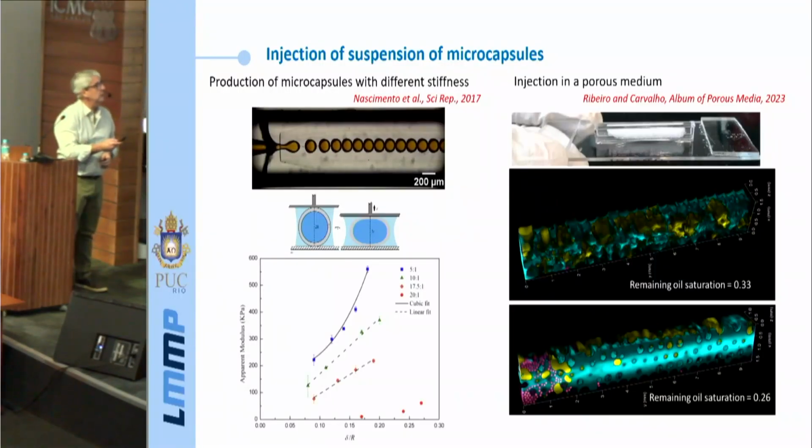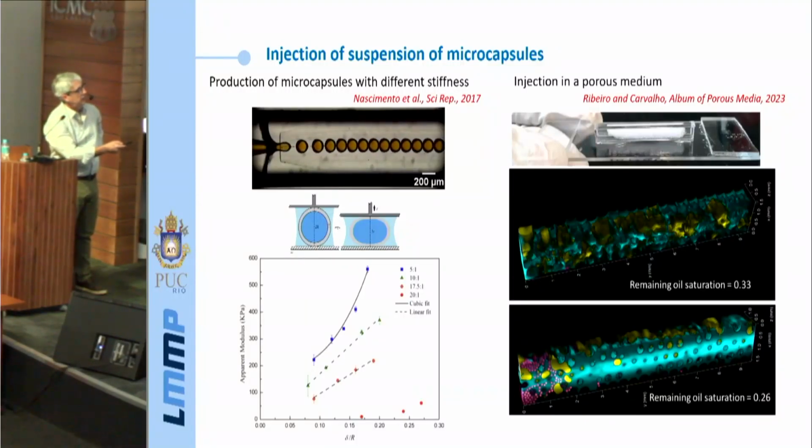Okay, so Rafael did his master's thesis on this. These are the capsules that we are injecting. They are dyed here with this reddish color. You can see that the capsule flew through this three-dimensional porous media. And the remaining oil saturation without the injection of capsule was around 33. After the injection of capsule it was around 26.